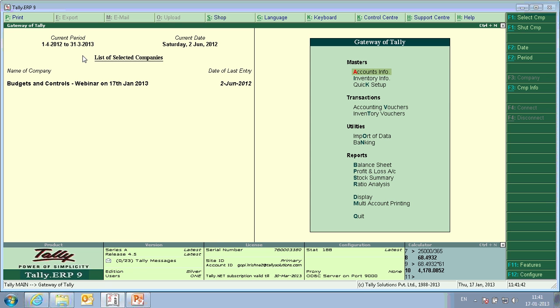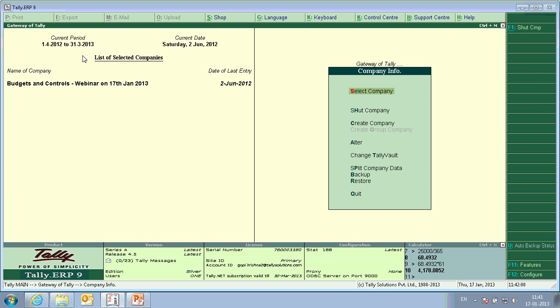Harish Kumar says, sir, if I fix budget for the full half year, and I split the company half yearly, then will the budget carry forward? That's a very good question, Harish. Even I haven't tried it. We can do that. Can we split the company here and see what happens?